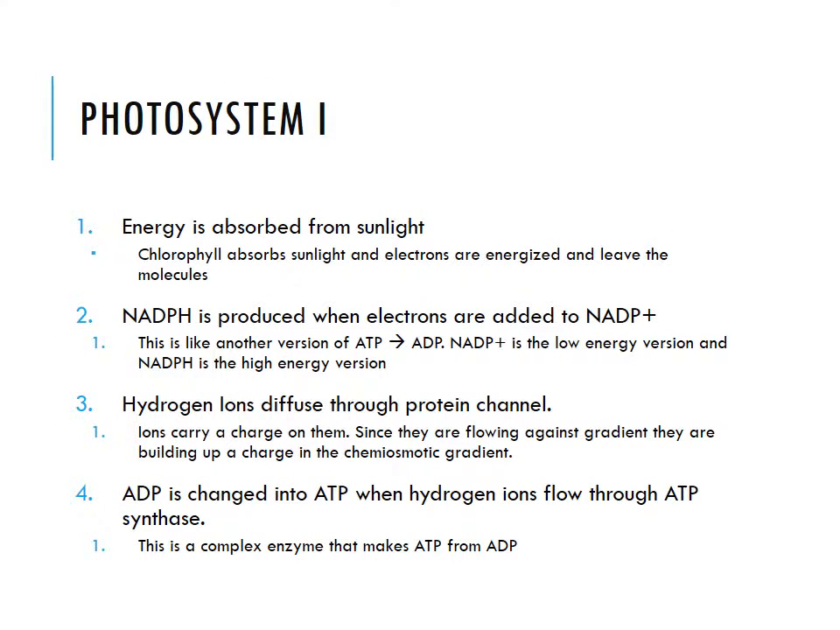Photosystem 1 is going to be broken up into four parts. The first part states that we're absorbing energy from the sun. And once again, this is a light-dependent reaction, so that makes sense. We have to absorb more sunlight. Chlorophyll is going to absorb that for us, and electrons are going to get all charged up, and they're going to kind of do their thing.